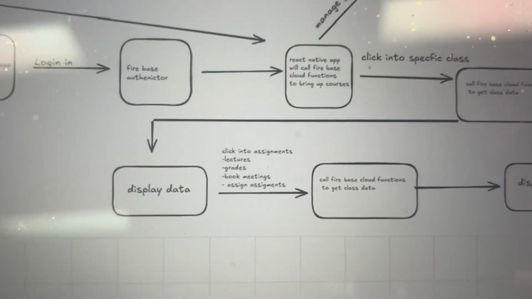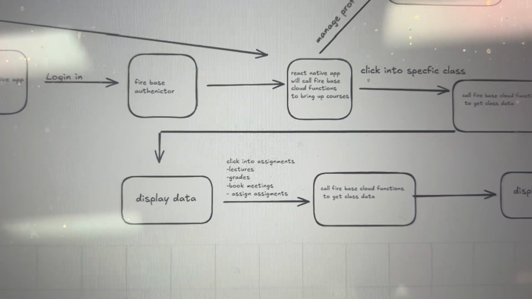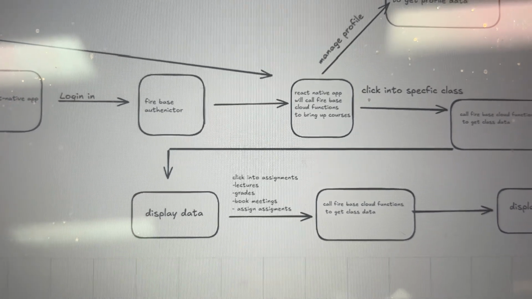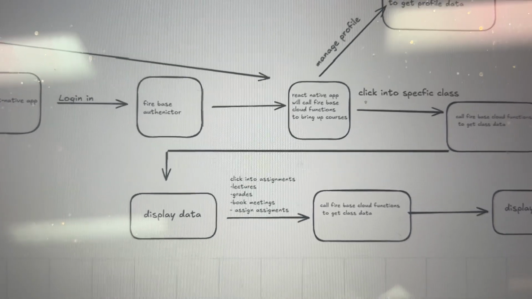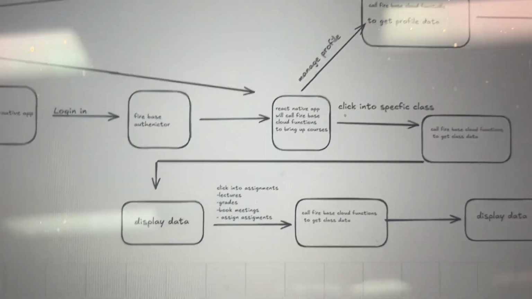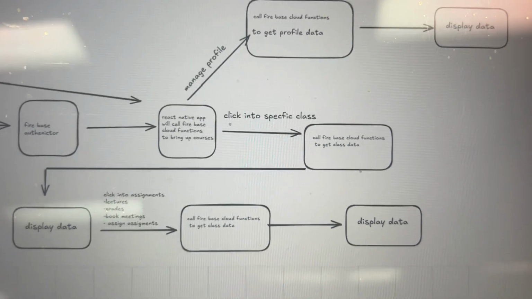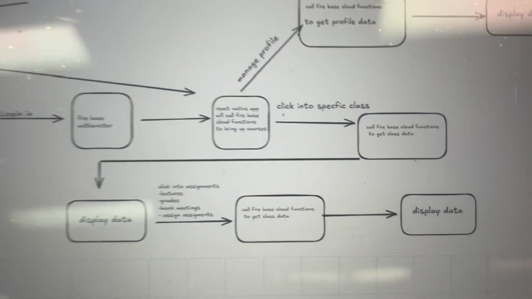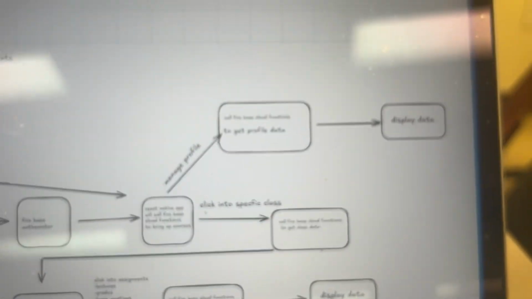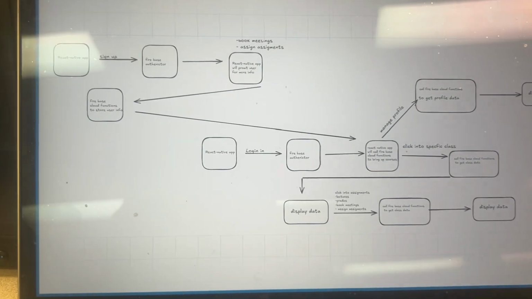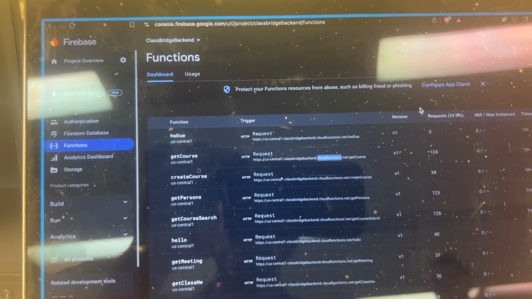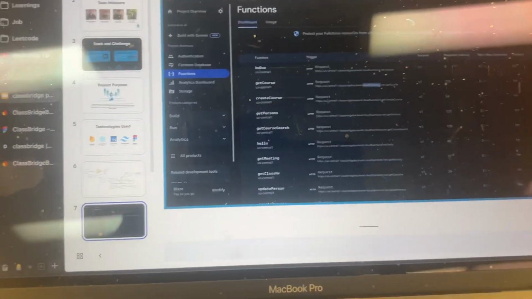In this, we can get all sorts of data points, from assignments to grades, book meetings, and assign assessments and all of that. Now, in full transparency, we have not implemented all of that in the front end, but the back end has all of these as working methods. And then in the end, we display the data to the user. Next, I'm going to bring you to our Firebase to show what that is like.